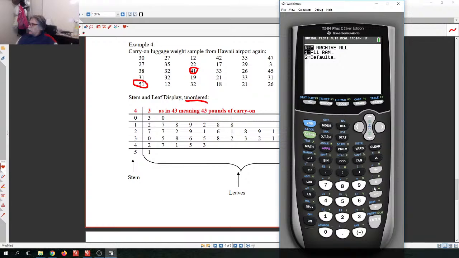So I'm going to just clear the random access memory. I'm going to clear the RAM, which will clear all of the list. I'm not going to go back to default. I forgot. I might lose something that I did myself. So I'm just going to clear all of the random access memory.